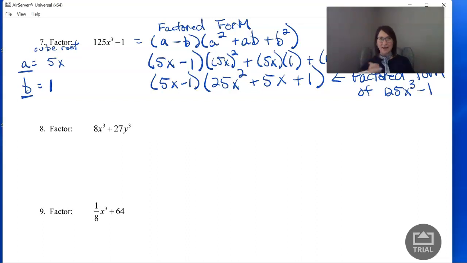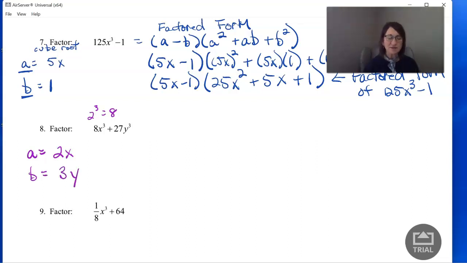So remember, the A and the B are simply the cube roots of each of the terms in that binomial. So my A is going to be the cube root of 8, which is 2. 2 times 2 times 2, or 2 cubed, gives me 8. Okay? Then the cube root of x cubed is x. Now let's do 27y cubed. That's going to be 3y, because 3 cubed is 27. Again, your calculator could help you out.